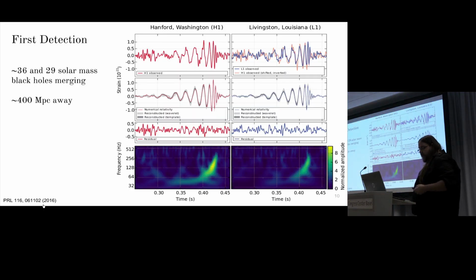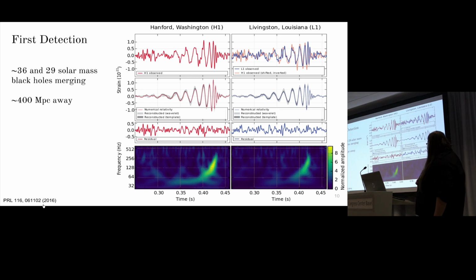Okay, and again, this is not just theoretical. We made our first detection back in September 2015. What we see is consistent with a 36 solar mass black hole merging with a 29 solar mass black hole. To give you an idea, this is the time series of the signal we observe, in units of strain. So this is how much relative length the instrument is changing.